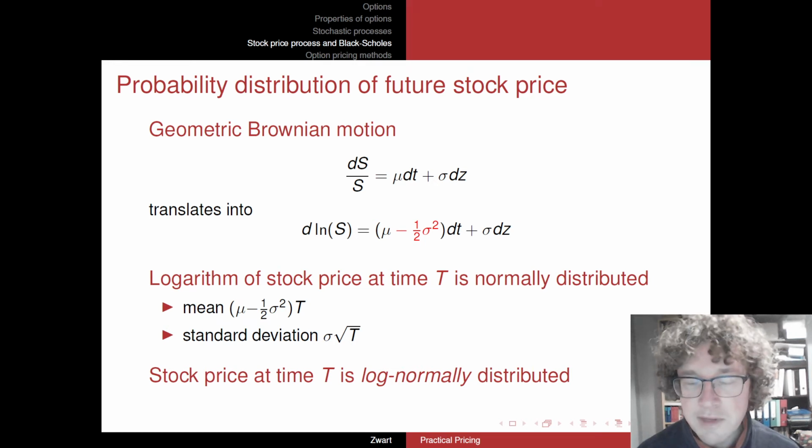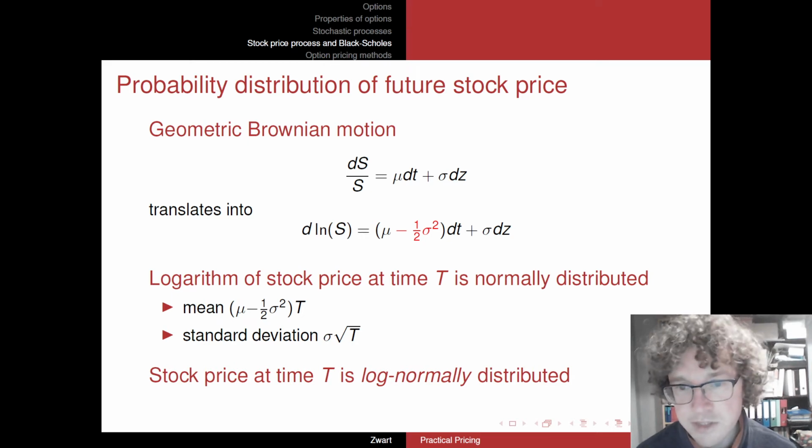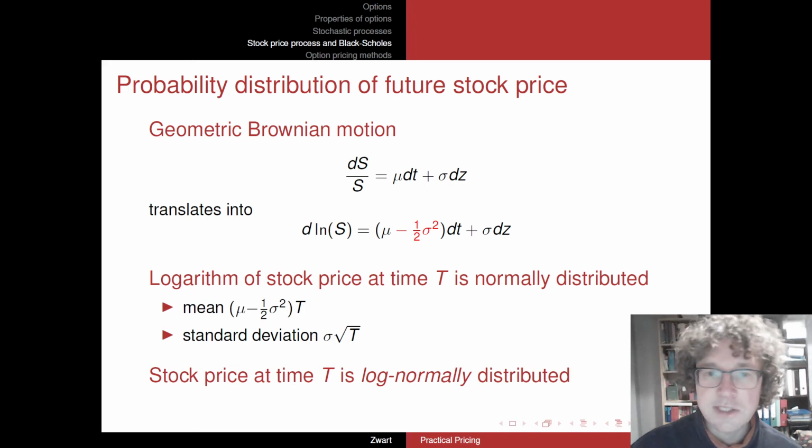So the logarithm of the stock price, according to this process, the change in the logarithm of the stock price is going to be normally distributed with this particular growing mean in time, and also the standard deviation which grows with the square root of time. So if that's true, then the stock price itself is going to be called log normally distributed. So we're interested actually in the log normal distribution for the stock price S. So what does that look like?